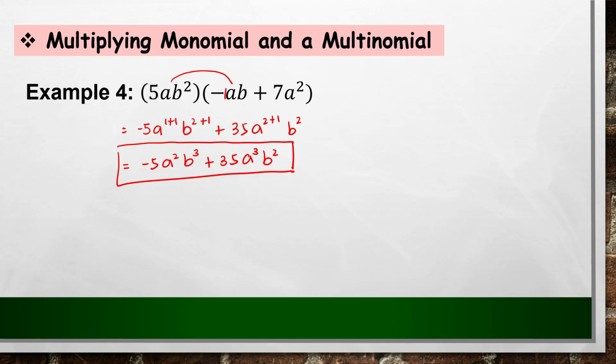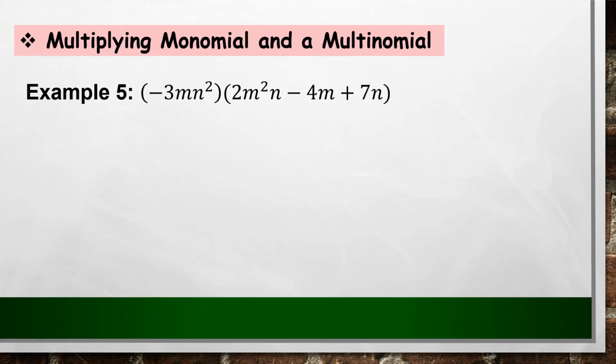Alright, let's go to the next one. Again, this is still multiplying a monomial and a multinomial. This time, the one on the right side has 3 terms. It doesn't really matter. We just need to apply the distributive property of equality. So negative 3 times 2 is negative 6. M, so there's a 1 there, and then plus 2. Then n squared plus 1.